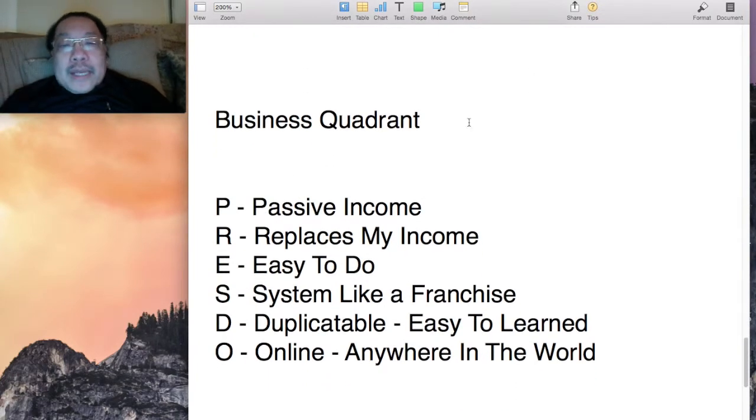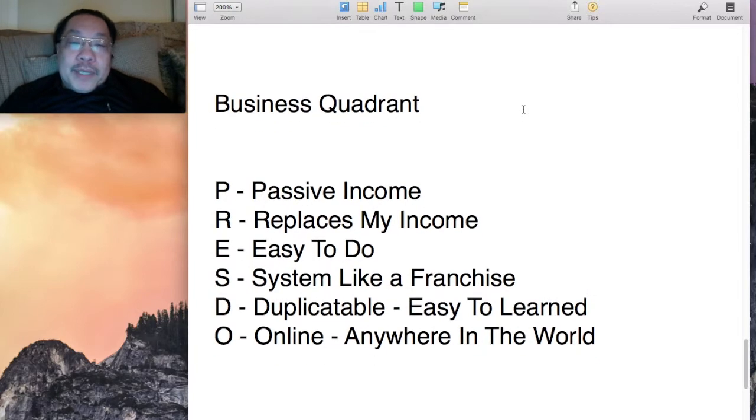Okay, what is important in the business quadrant? As far as I'm concerned, PRESDO. Okay, why PRESDO? Well, P stands for passive income. You have to get into a system where it's passive. In other words, if I took a year off, will I still be making a good income or enough income to support my lifestyle? That is important to me, and it should be important to you. So if you're looking at certain businesses, check that out. Passive income. Does it have passive income potential? All right. If it doesn't, stay away from it. Once again, my opinion. Okay. These are all my opinions. So, you can disagree with me if you want.